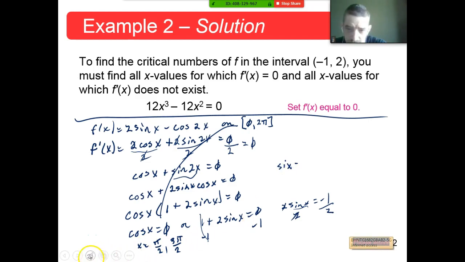That's not 6, it's a sine x. It's even worse if it was a secant x, but never mind. Sine x is equal to negative 1/2. Uh-oh. Are there any values between 0 and 2 pi where the sine of x is negative 1/2?